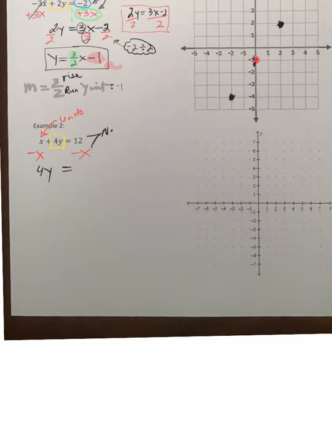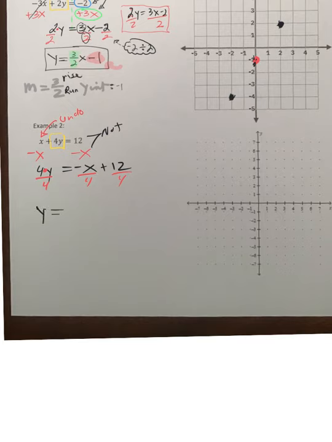Remember, these are not like terms because one term has an x and the other term does not. So I've got a negative x plus a 12. Then I'm going to undo multiplying by 4 by dividing by 4. So I have to divide both of them by 4. And that gives me y equals.